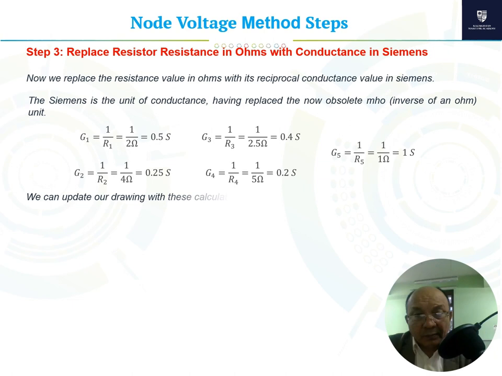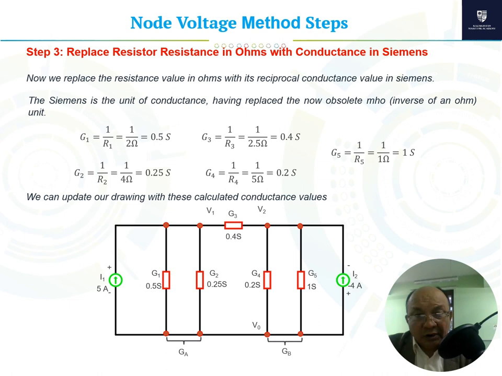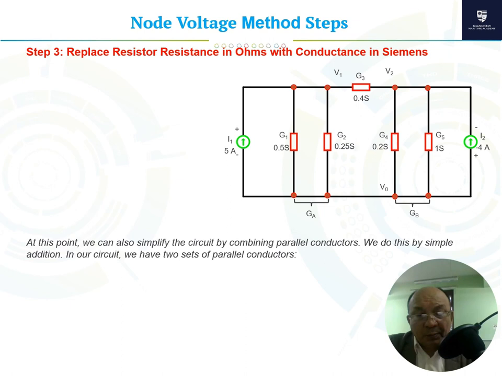Now we can update the drawing with these calculated conductance values. Here are our conductance values, and we see that we have two parallel parts, which we can call GA and GB. We can calculate them also. To simplify, we combine these parallel conductances, so we just add them. GA will be 0.75 Siemens, and GB will be 1.2 Siemens. So we can redraw it.